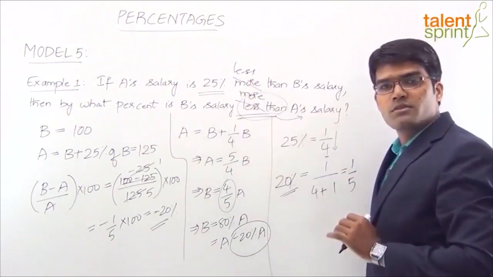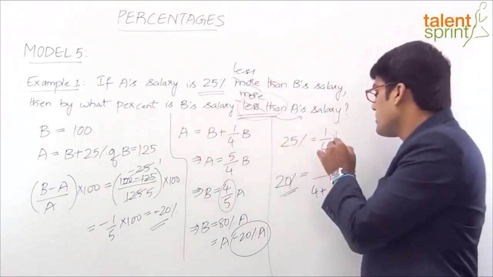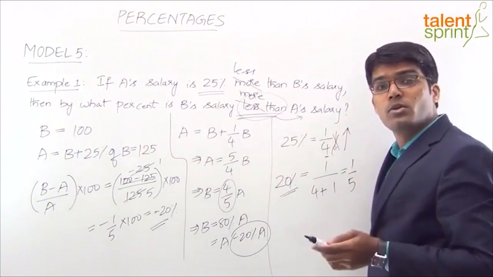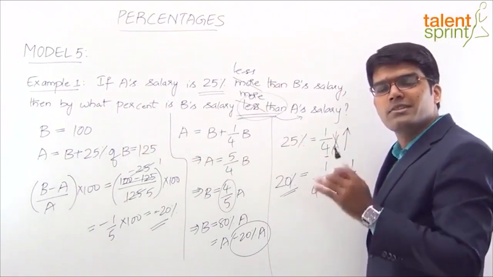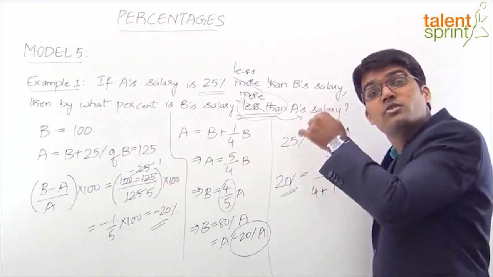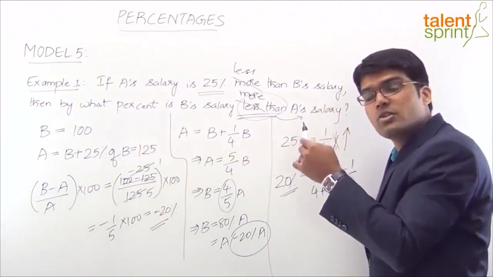25% is 1 by 4. All good so far. By what percentage is B more than A? I want something more, so I have to increase this fraction. Now, I've already told you, always work on the denominator. Whether you have to increase or decrease, always work on the denominator. If you have to increase the fraction, the denominator should be reduced. When you reduce the denominator, the value increases. So, you have to reduce the denominator.